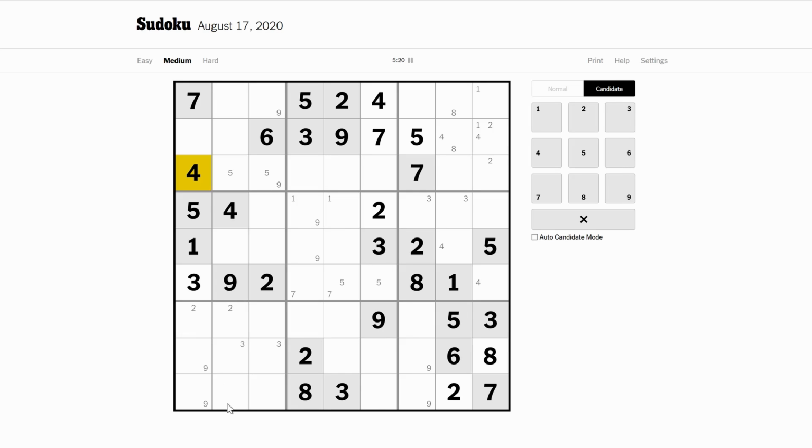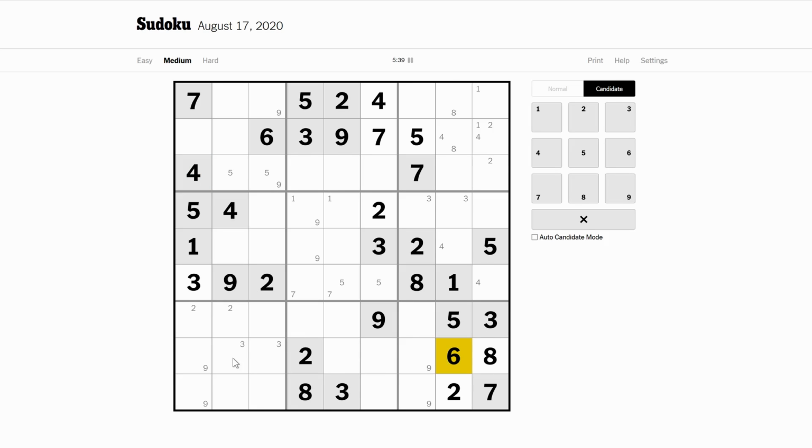Nothing else happening on 4s, I don't think. So let's look at 5s. 5, 5, 5. So 5s are here and here, here and here. So nothing else going on with that.